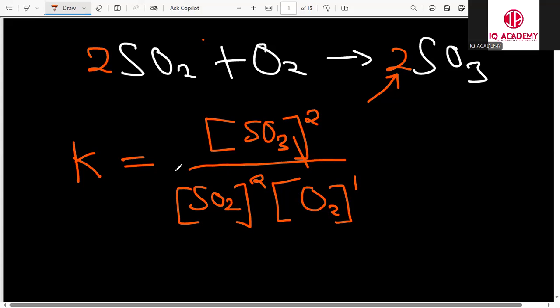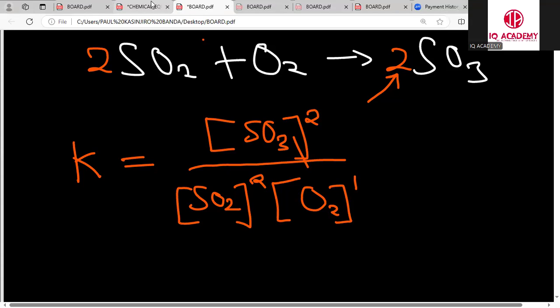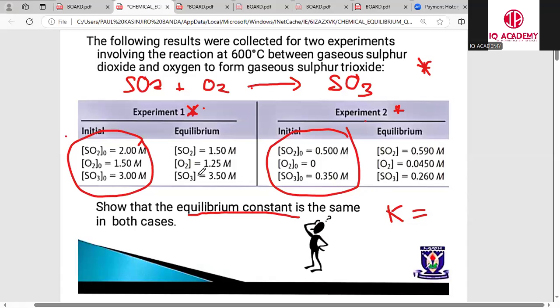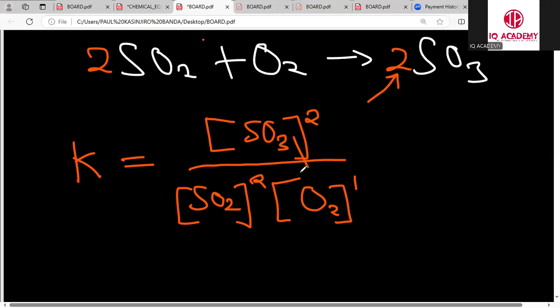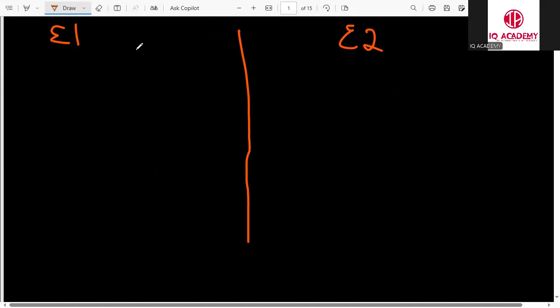Okay, so we are going to use this formula to find the equilibrium constant for this guy here and the equilibrium constant for this guy here. Okay, so let's do that. So I'll divide my cupboard into 2. This one here will be for experiment 1. This one here will be for experiment 2. So let's get the equilibrium concentrations for the sulfur dioxide, for the oxygen, and for the sulfur trioxide.